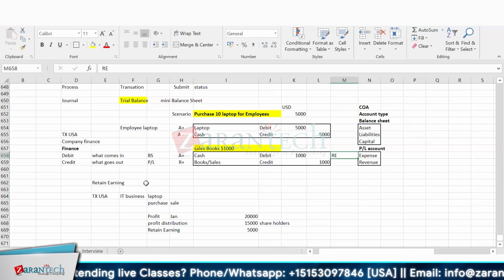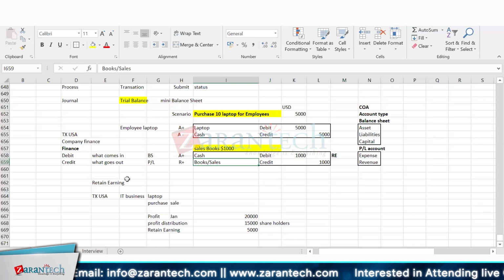When there was no ERP system or this kind of software, you had to calculate this retained earning account manually every time in the year. For that reason, the system automatically calculates this retained earning account for you at the end of the year. Okay, how to set up this retained earning account?